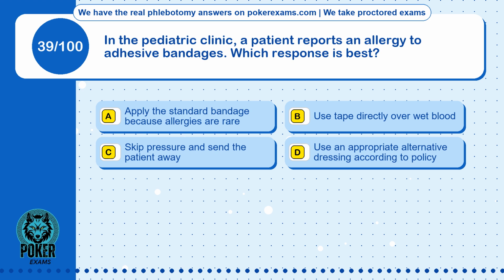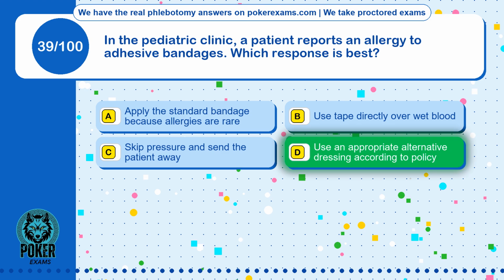Question 39. In the pediatric clinic, a patient reports an allergy to adhesive bandages. Which response is best? Option A. Apply the standard bandage because allergies are rare. Option B. Use tape directly over wet blood. Option C. Skip pressure and send the patient away. Option D. Use an appropriate alternative dressing according to policy.